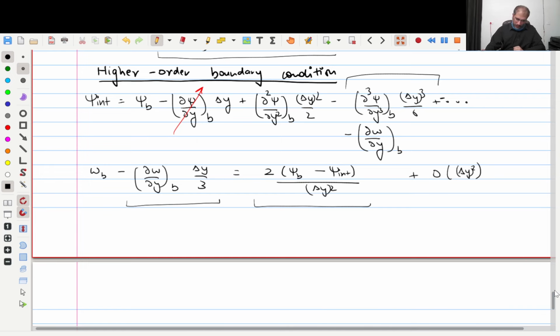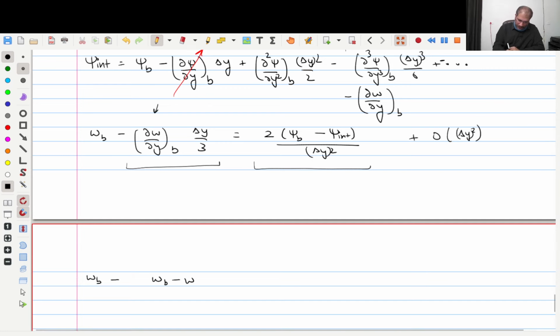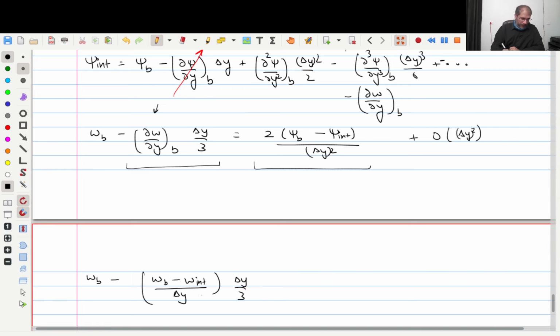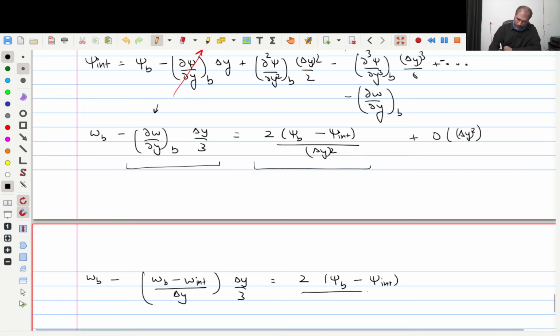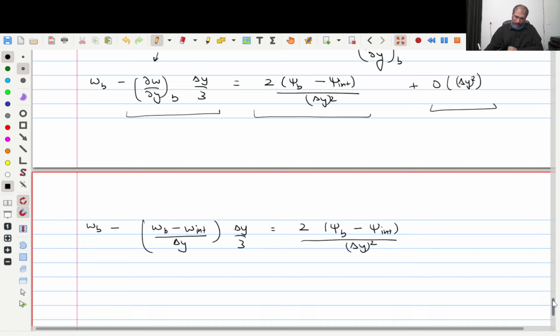So what I can do is to write del psi by del y, which is written on the boundary, using a backward difference. I can write this del omega by del y as omega on the boundary minus omega interior upon delta y. Okay, so this allows us to now develop a higher order boundary condition for omega. And this time I'll neglect these truncation error terms because they are not included in the expression.